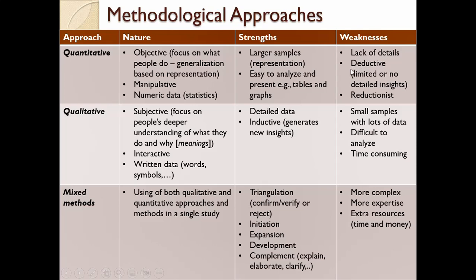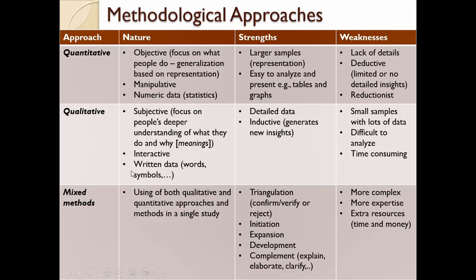The limitation with this is that it lacks details, so it only talks about how, what, when, and where, but it does not talk about why. So it's deductive in nature, and therefore it limits details. So it focuses on reducing information into certain numbers that will then communicate your message.